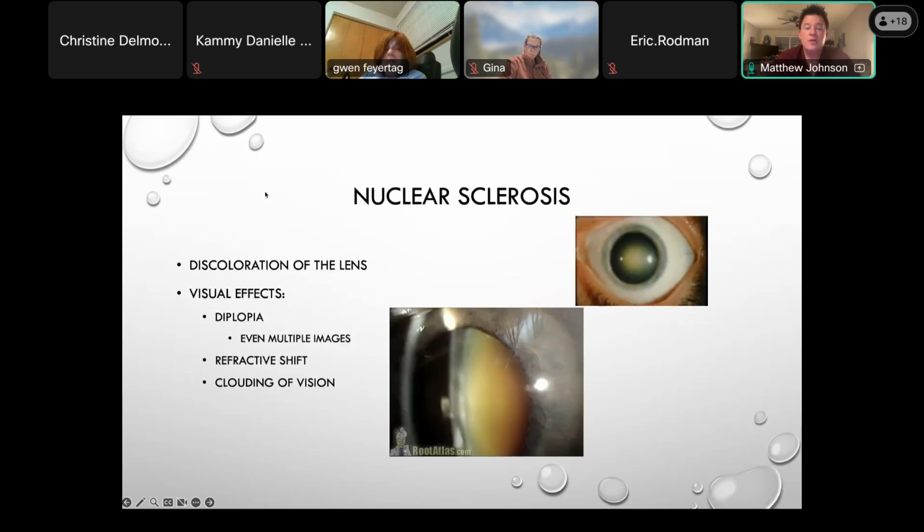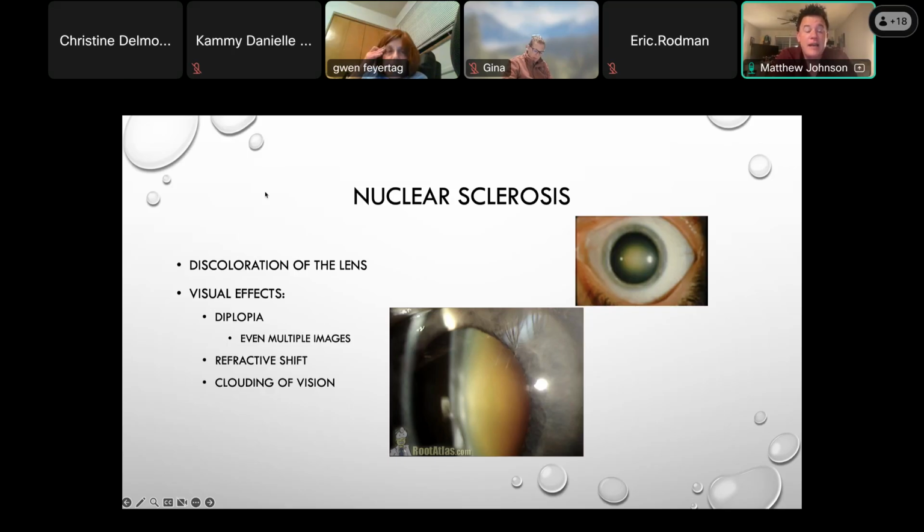So with nuclear sclerosis, this is literally a discoloration of the lens. This is a yellowing of the lens. If you have a dog, or even a cat, you can see nuclear sclerosis in your dog or your cat. They're all going to have it too. This can cause diplopia, or they may have tri- or quadriplopia, which makes it even more fun because it just distorts the light coming through. Generally, it makes your vision very, very foggy.